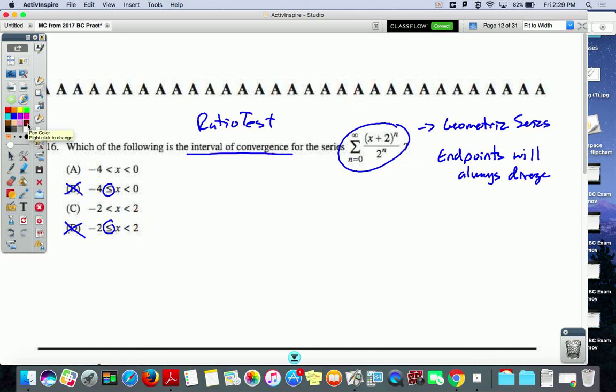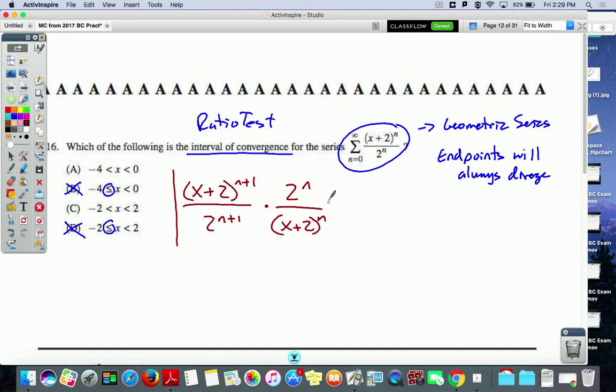Well, let's go ahead and do the ratio test to determine which one it is. So for the ratio test, we do the n plus 1 term divided by the nth term, which is the same as multiplying by the reciprocal. And then we can cancel some things out. So I can cancel out the 2 to the n. I can cancel out the (x plus 2) to the n. And we're left with (x plus 2) over 2. And we're going to force that to be less than 1 to find the interval of convergence.